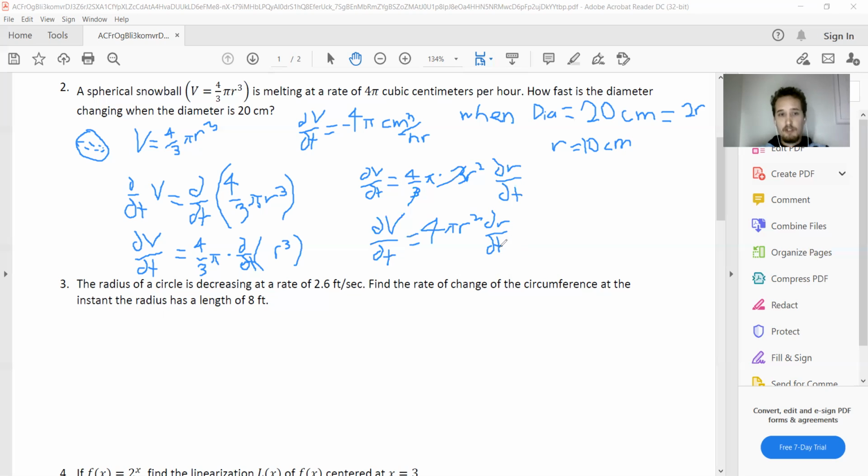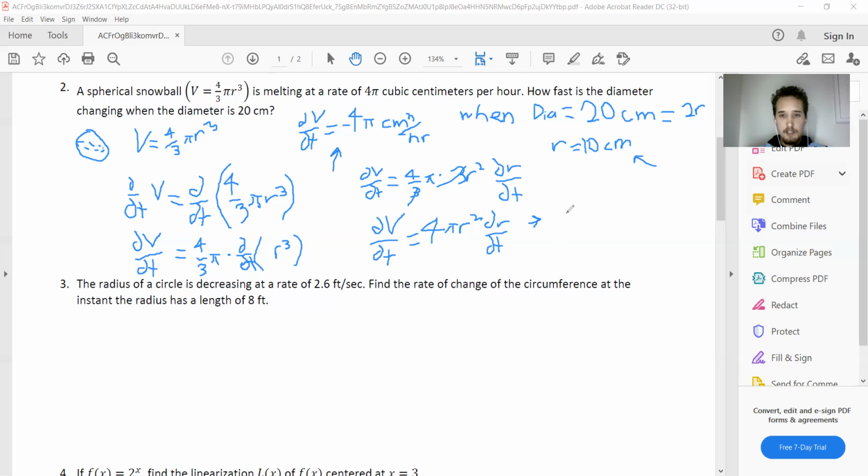We did our third step. First step, again, determine known variables, which we did up at the top here. Second, figure out your formula that you need to use, which was already given to us. Third, implicitly differentiate the formula, and we have done that. Now we just plug in. We already have our r, we have our dV/dt, and we want how fast the diameter is changing. We can get that by knowing how fast the radius is changing, just because diameter is double the radius. So we can plug in.